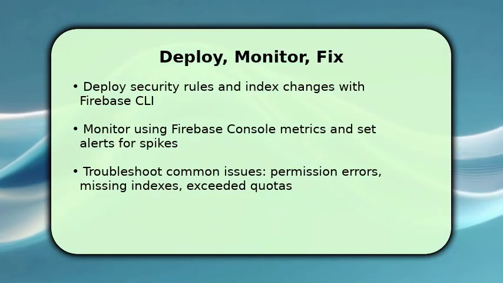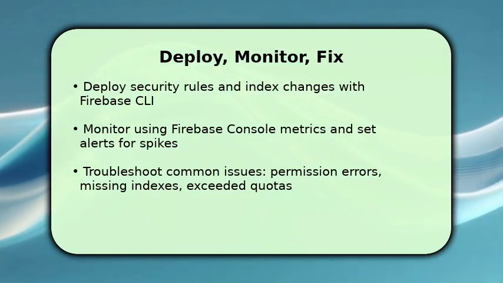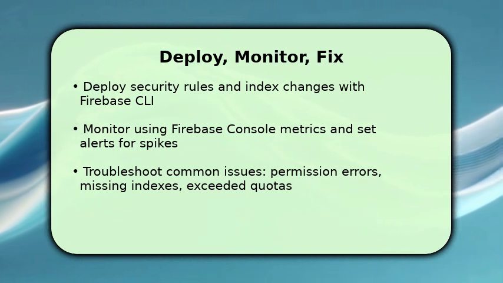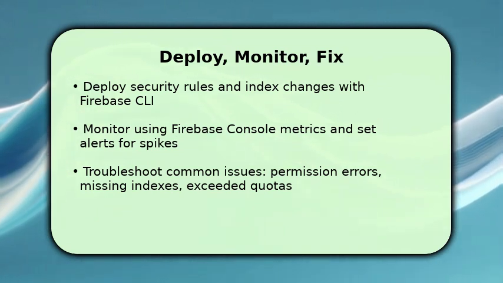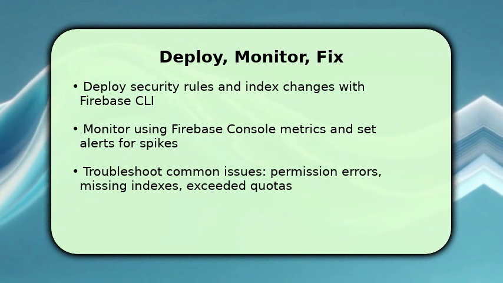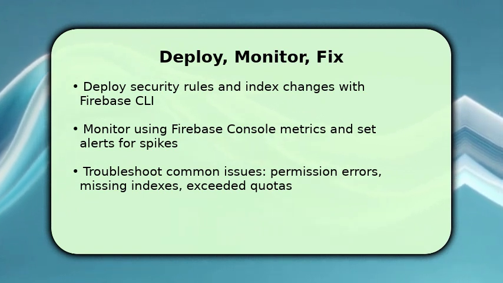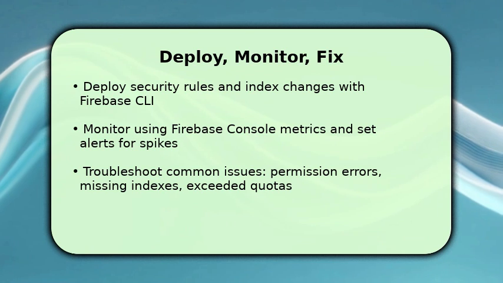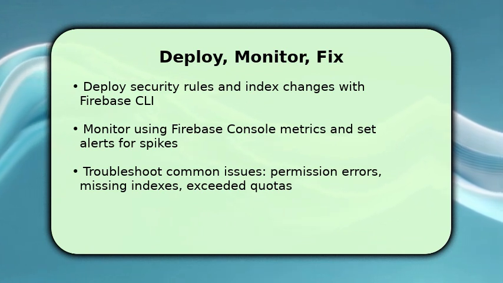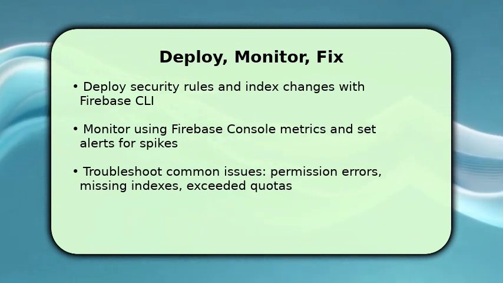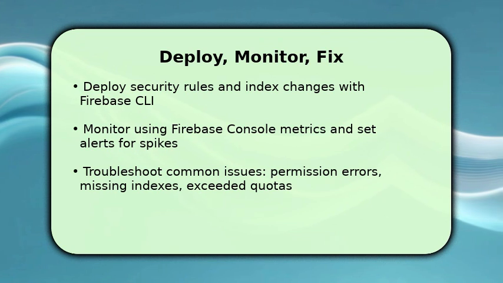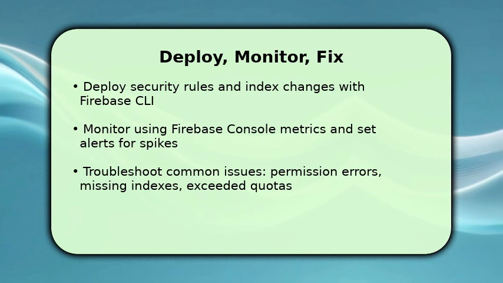Finish by deploying rules and indexes via the Firebase CLI and releasing client updates. You should monitor metrics in the console and set alerts for read/write, latency, and storage spikes so you catch regressions fast. When problems occur, check permission-denied logs first, then confirm required composite indexes exist, and review billing or quota limits. These three often explain failures.